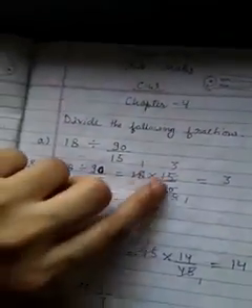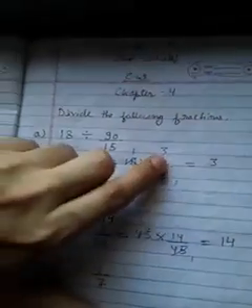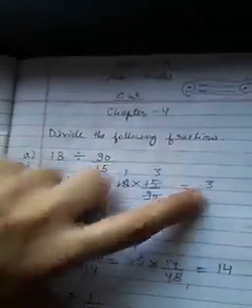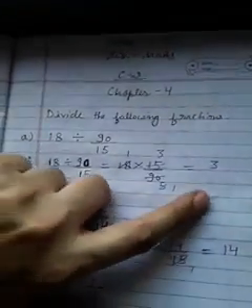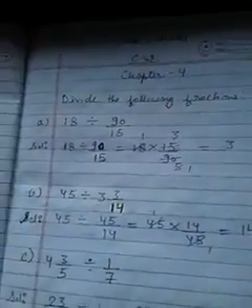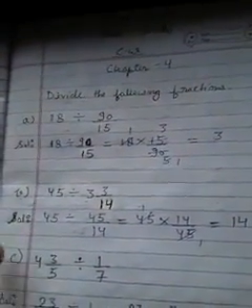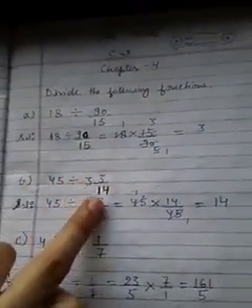Okay, so now what is remaining? Numerator and numerator, 3 ones are 3, so 3, and here only 1, so no need to write 1. So here 3 will be our final answer. Understood? So next, 45 divided by 3 whole 3 upon 14.